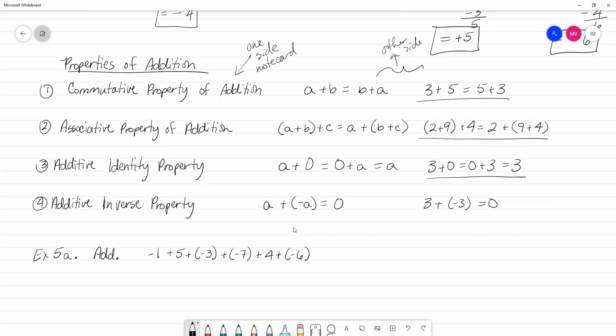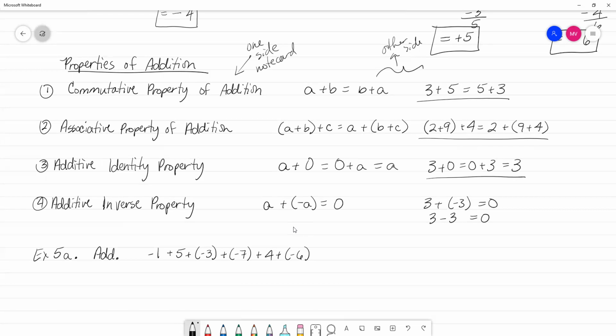All right, additive identity property means that any number added to 0 equals that number. So 3 plus 0 equals 0 plus 3. That's the commutative property of this. But it also equals 3, because anything added to 0 equals the value of that number. Number 4, additive inverse property. Any number plus its opposite will equal 0. So 3 plus negative 3, which is the same thing as 3 minus 3, and we have a 0.